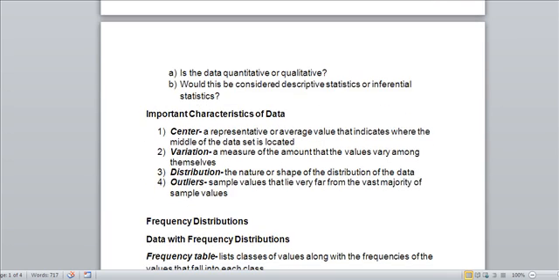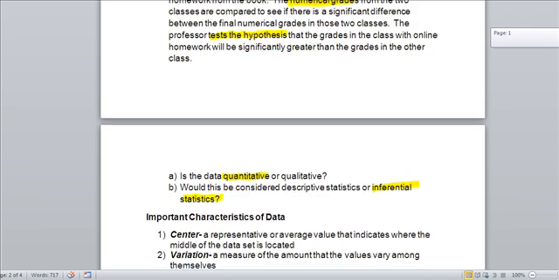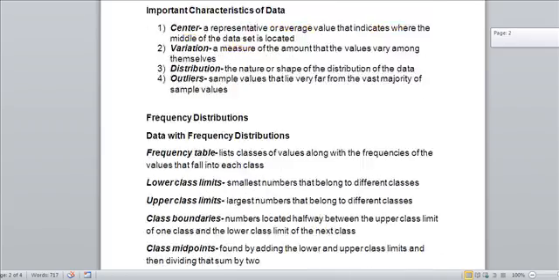Is the data quantitative or qualitative? Well, since the professor is comparing the numerical grades, that would be quantitative. Would this be considered descriptive or inferential? Once we begin doing a test, a hypothesis test in this case, that would be inferential statistics. We're trying to infer something about the population from the data that we've collected.